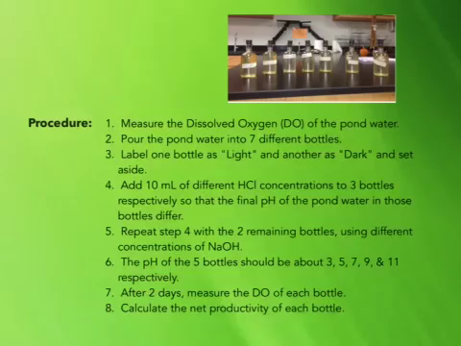Then we added 10 milliliters of different hydrochloric acid concentrations to 3 bottles respectively, so that the final pH of the pond water in those bottles differed. We repeated step 4 with the last 2 bottles, using concentrations of sodium hydroxide to make them basic. So the pH of the 5 bottles were about 3, 5, 7, 9, and 11. And then after 2 days, we measured the dissolved oxygen content again to calculate the net productivity of each bottle.